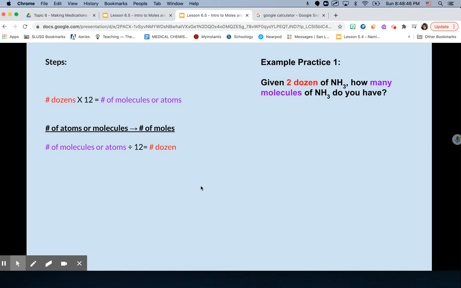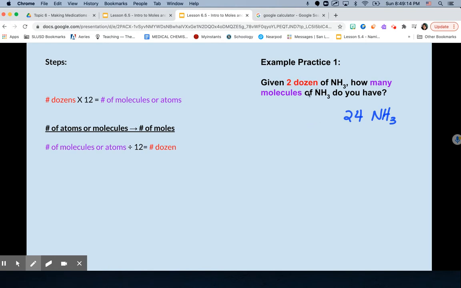Okay, so let's not talk about moles for a second, and let's go back to a dozen, right? So if I have 2 dozen of these things, how many molecules will you have? Well, a dozen is 12, so you might be able to solve this in your head and tell me that, oh, I'm just going to have 24 of the NH3s, right?